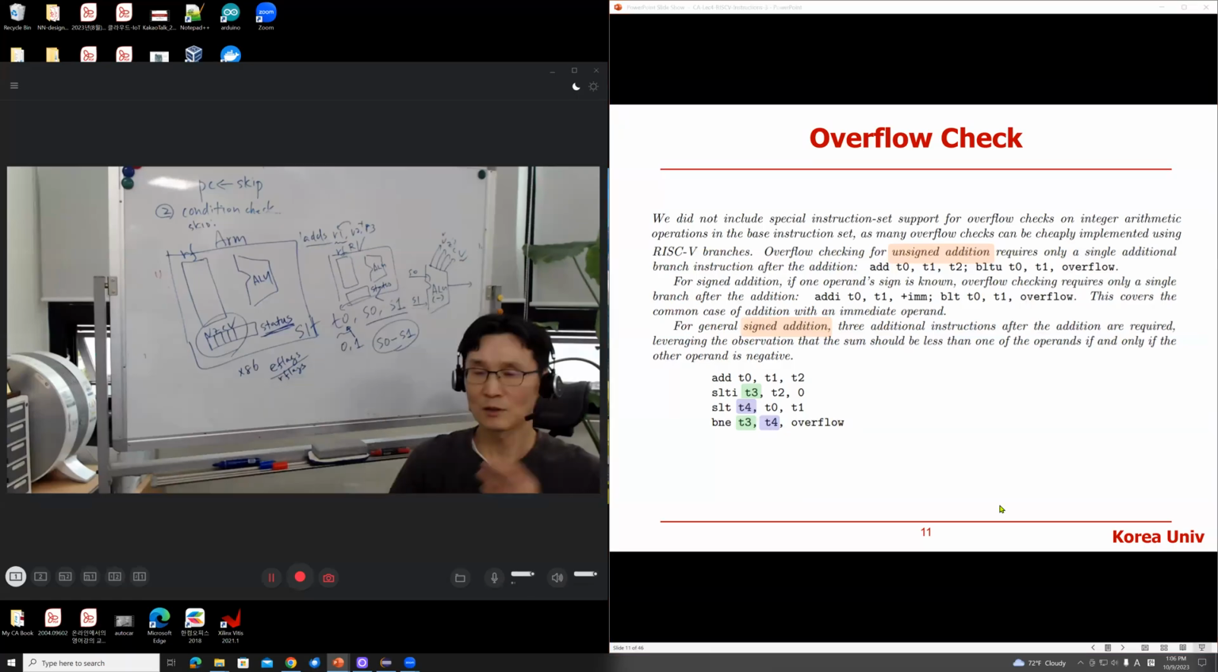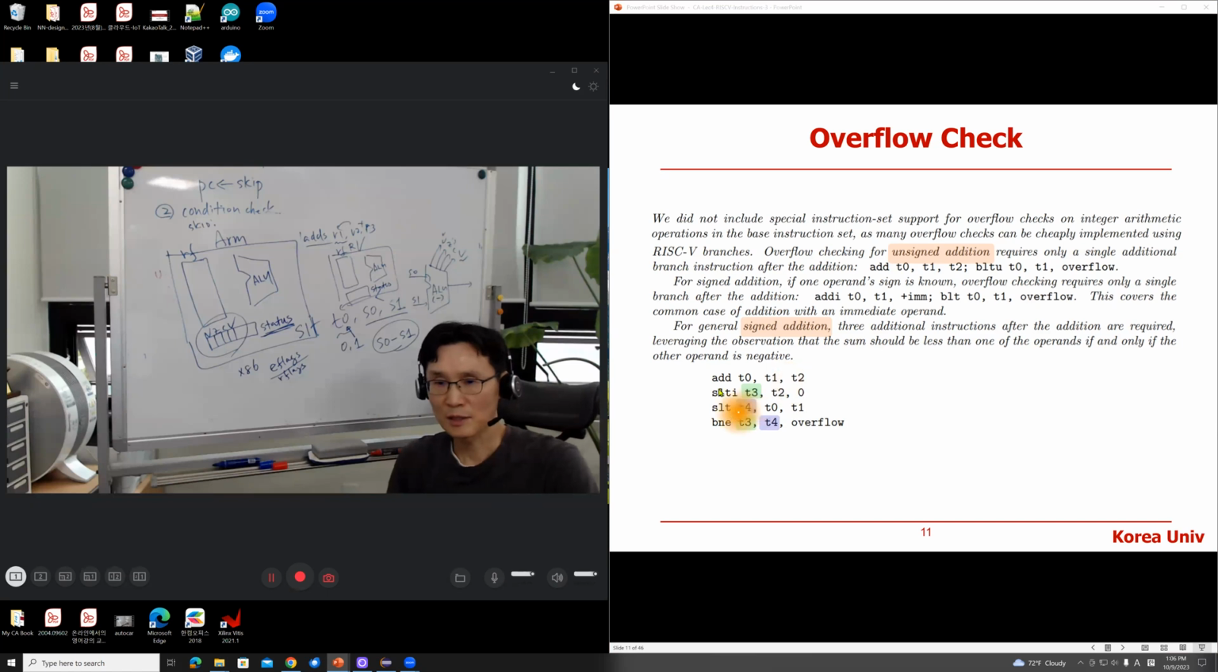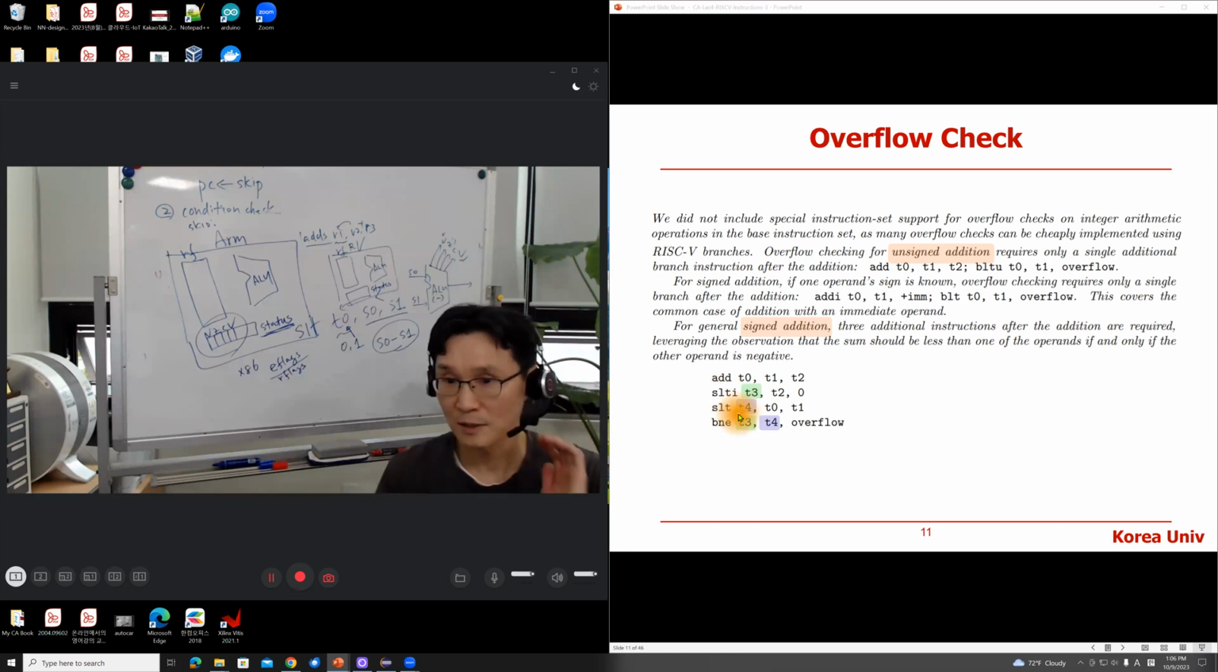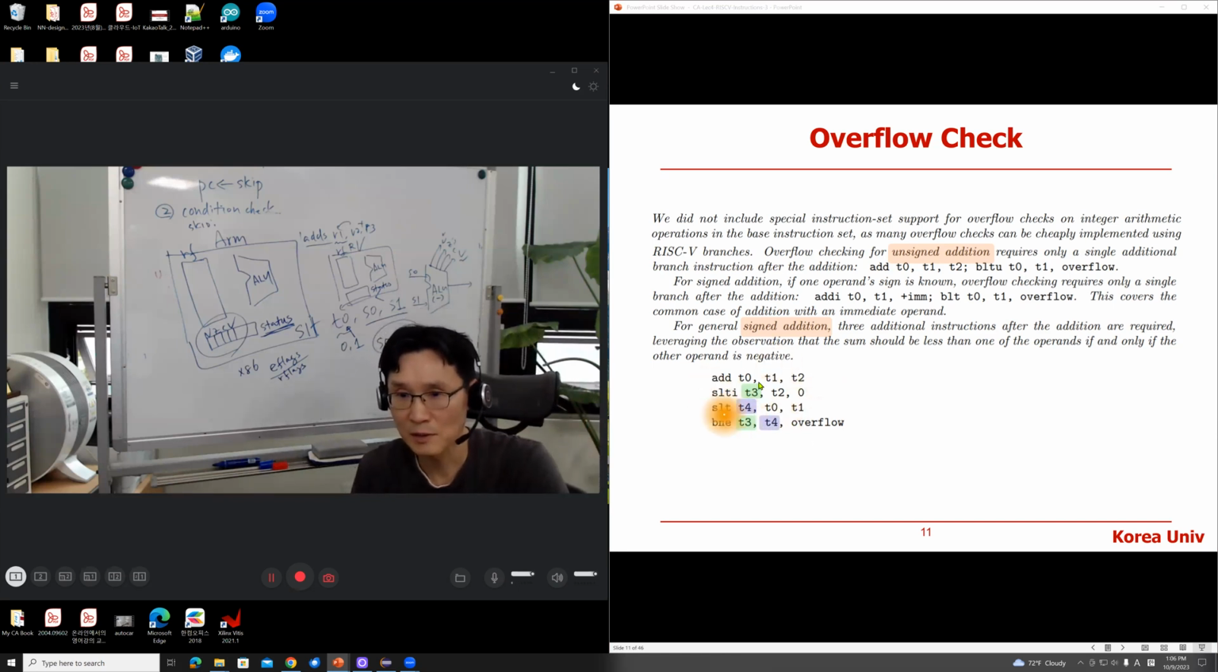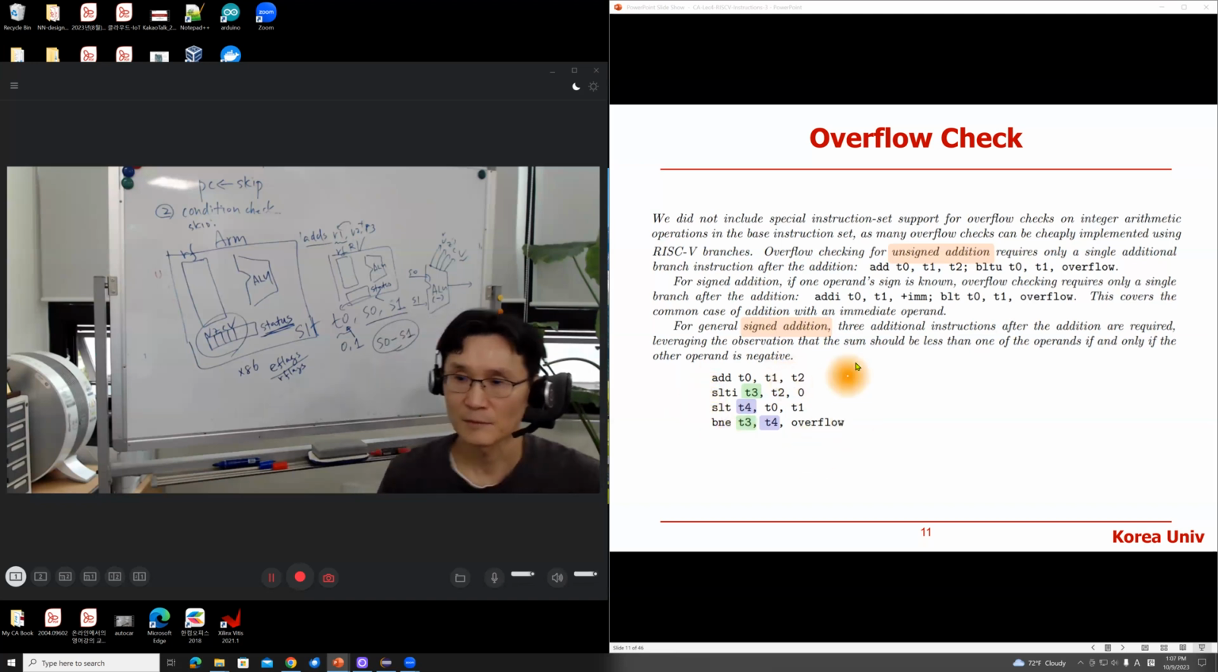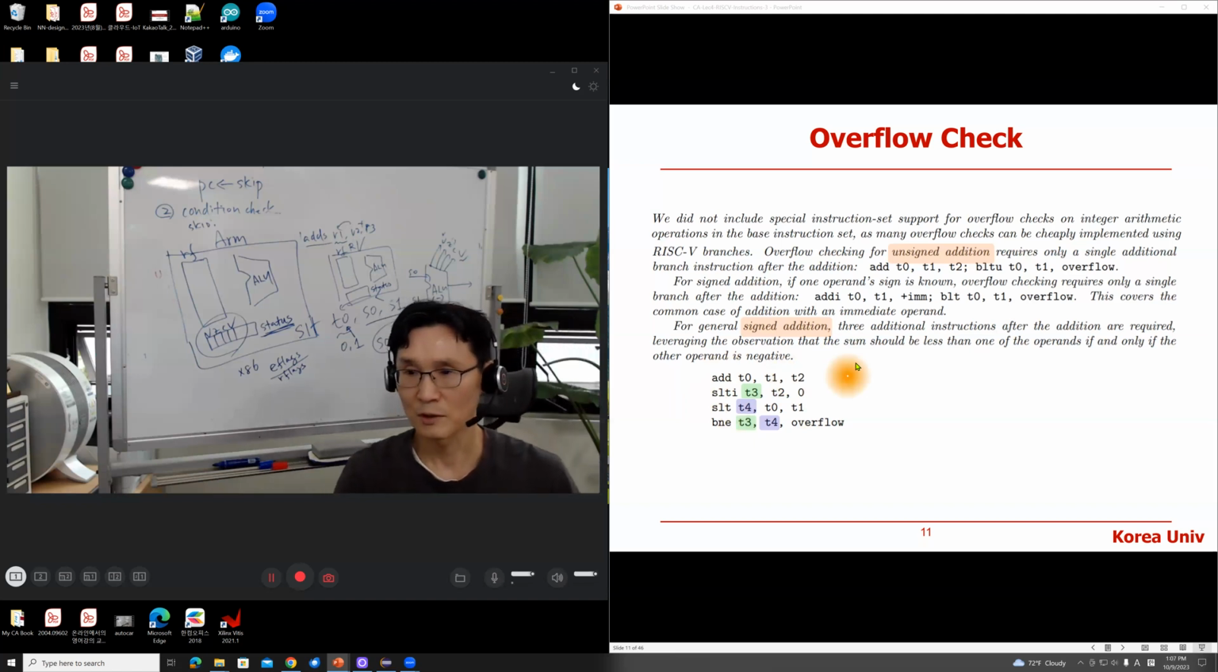So you can use SLT instructions to check overflow or underflow. This one is an example for signed addition. You want to add these two, T0 and T1, and you consider them as signed integers. You want to check if overflow happened, then you can use these SLT instructions. So that is one usage case.